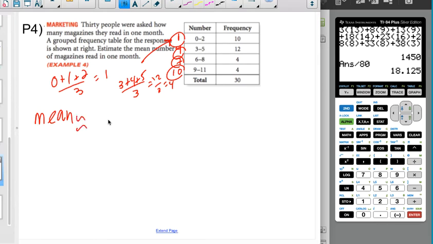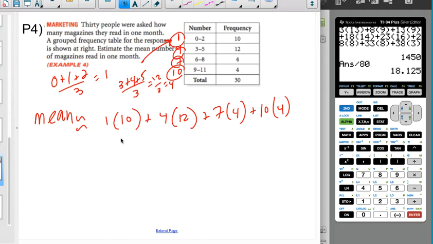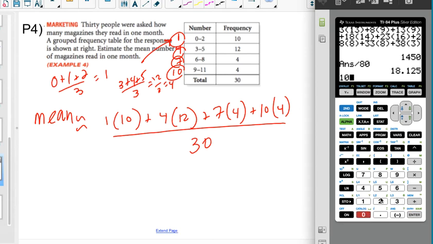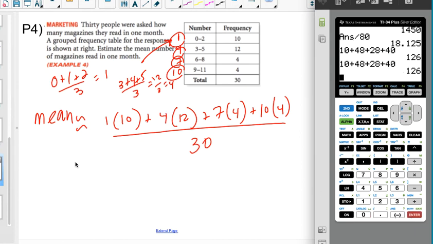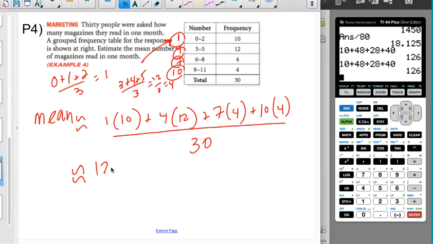So my mean is going to be approximately a 1 times the frequency of 10, a 4 times the frequency of 12, a 7 times the frequency of 4, and a 10 times the frequency of 4, all over the 30 people that were asked, right? So that's going to be a 10 plus a 48 plus a 28 plus a 40. So I'm going to get that this is a 126 over 30, which I would then approximate.